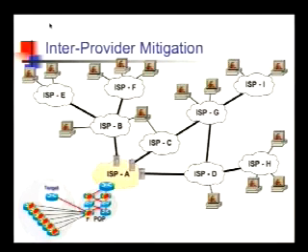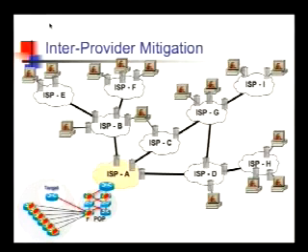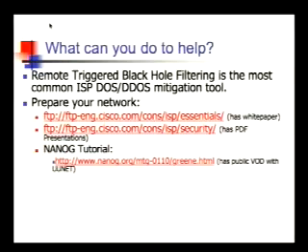And again, as we work that inter-provider mitigation that we were talking about earlier in the context of NSP SEC, remote trigger black hole filtering is the most common tool that service providers use when they're working a large attack in conjunction with other service providers as well. This is, again, a very common tool. It's proven. It works very well. We have some documentation on how to do it. And again, this is not Cisco specific.